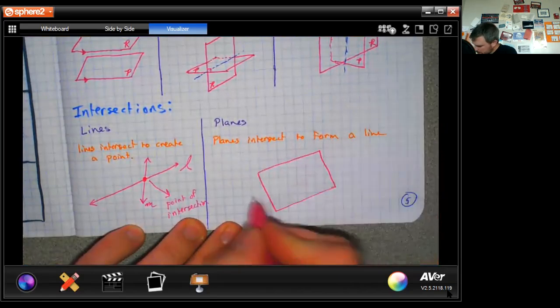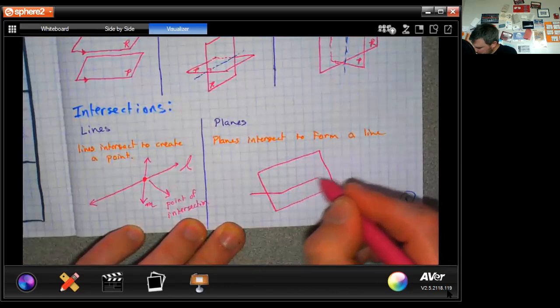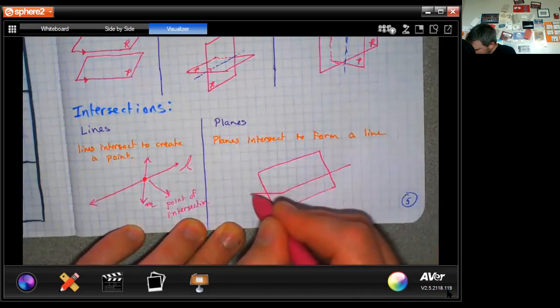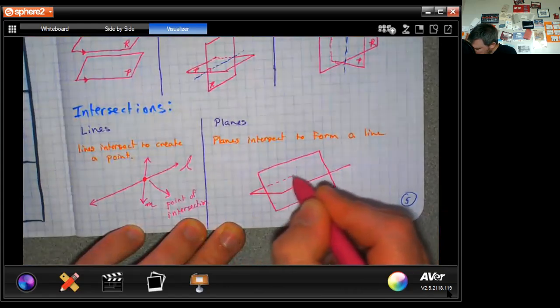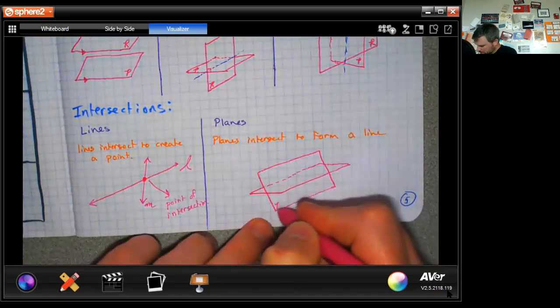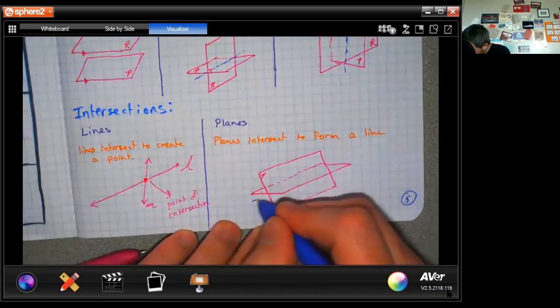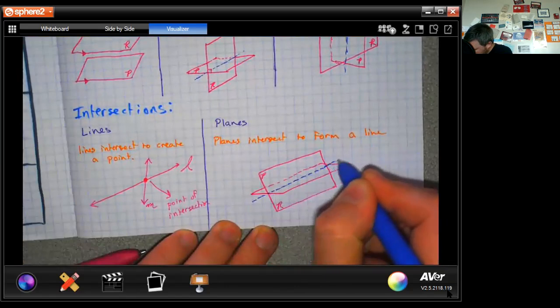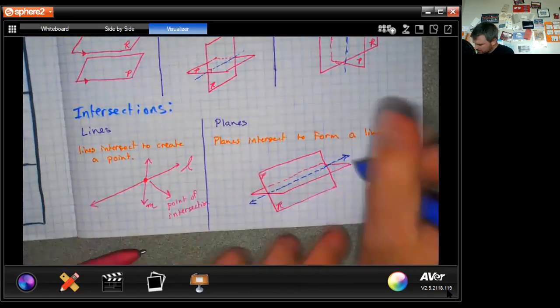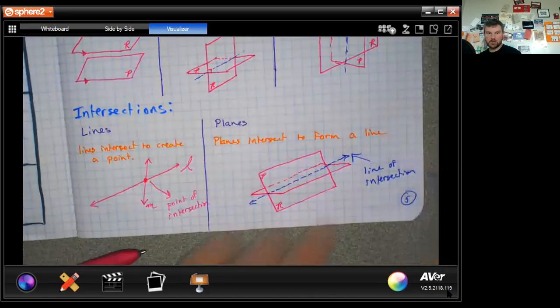Okay, there's one plane. Let's draw the other one right here. So we'll kind of go up like this. This one will go across like this. Okay, so we got two planes, R and P, and they intersect right there. Okay, and this is known as the line of intersection. So you got points of intersection, you got lines of intersection.